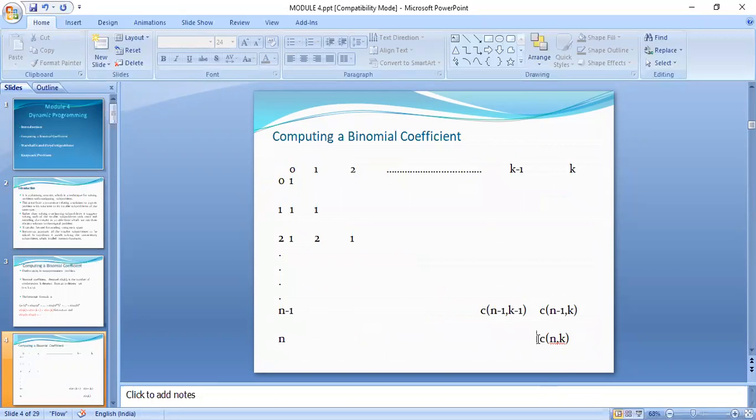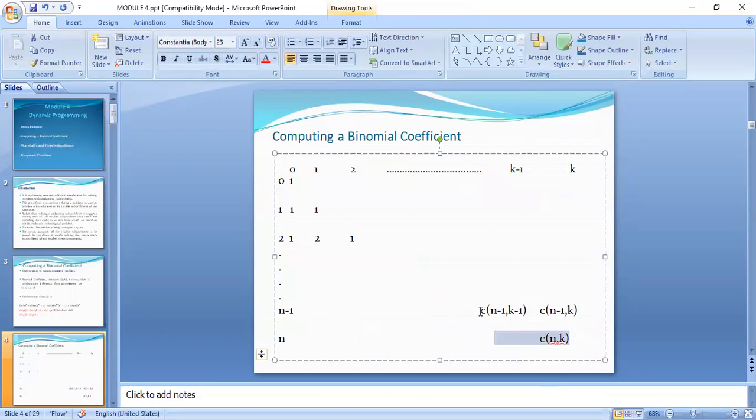Anyway, C of n comma k depends upon C of n minus 1 comma k minus 1 plus C of n minus 1 comma k. So row wise you solve everything and come. If you take the third row, we will be going only up to 3, not up to k. Always your n should be greater than or equal to k. You can solve it for 6 comma 4, but you cannot solve it for 4 comma 6.